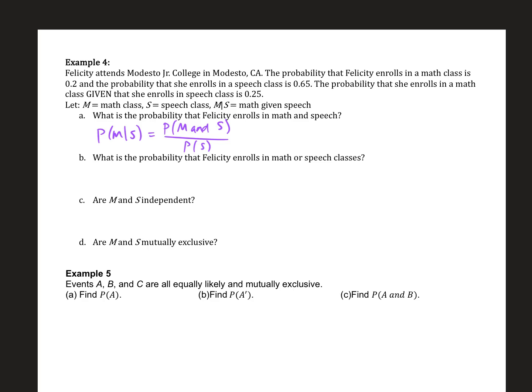So plug in what you know. Probability of M given S, so the probability she enrolls in math if she enrolls in speech, is 0.25. We don't know M and S. That's what we're trying to find. And the probability of S is 0.65. So we get 0.1625.